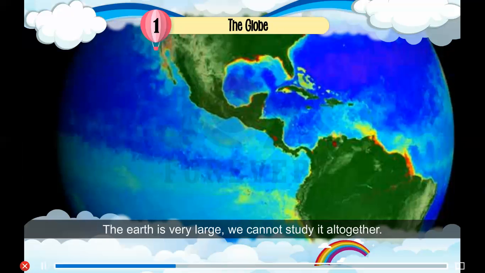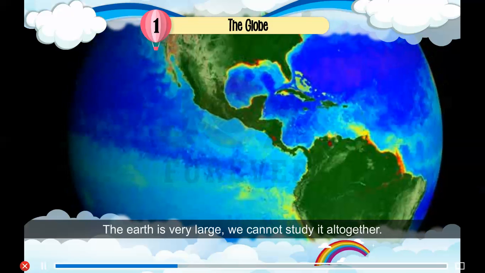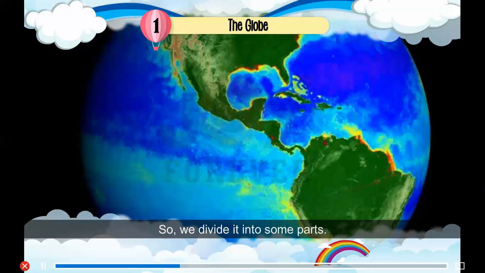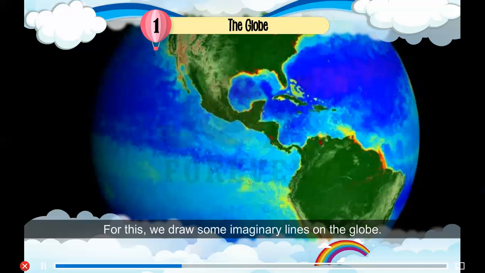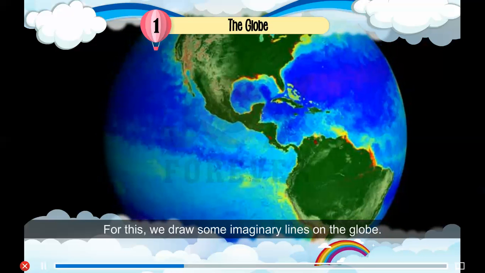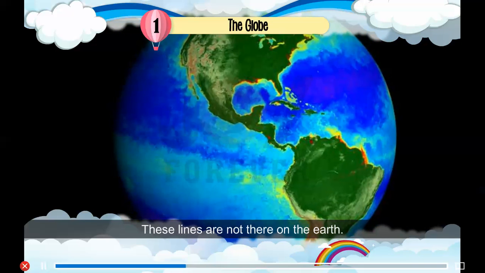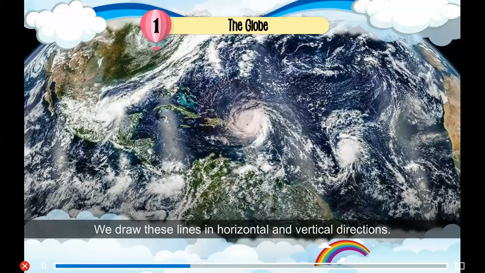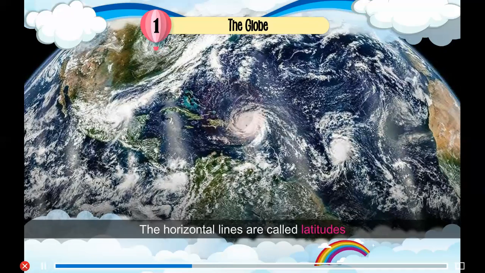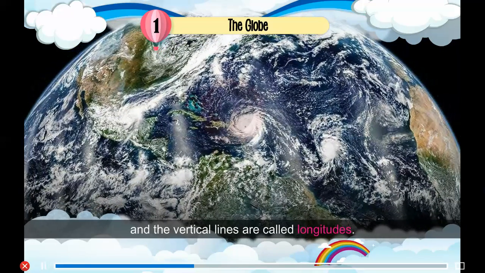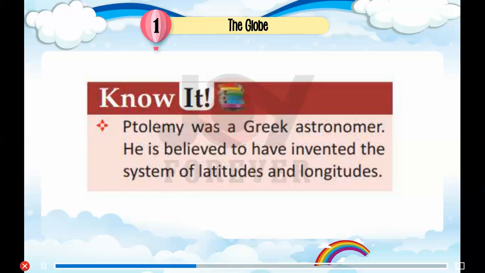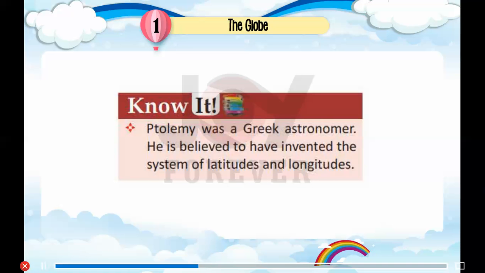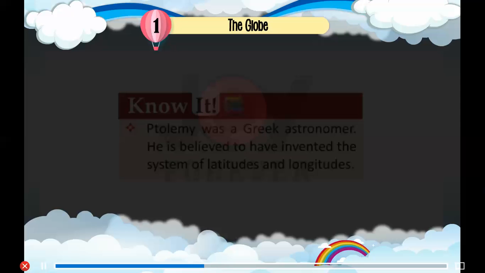Studying the Earth. The Earth is very large. We cannot study it altogether. So, we divide it into some parts. For this, we draw some imaginary lines on the globe. These lines are not there on the Earth. We draw these lines in horizontal and vertical directions. The horizontal lines are called latitudes and the vertical lines are called longitudes. Know it. Ptolemy was a Greek astronomer. He is believed to have invented the system of latitudes and longitudes.